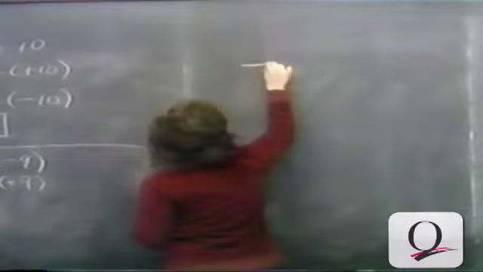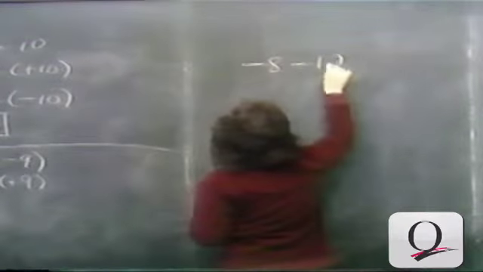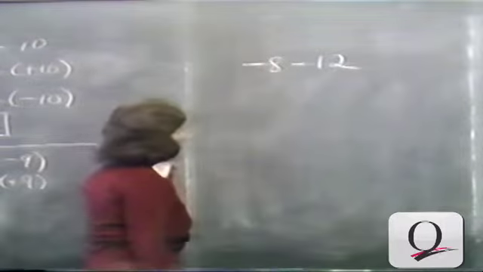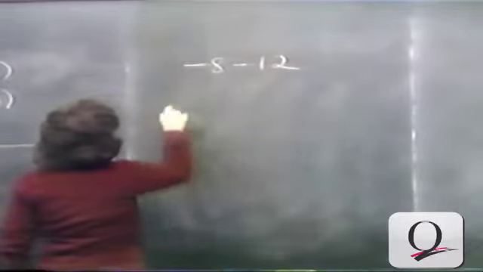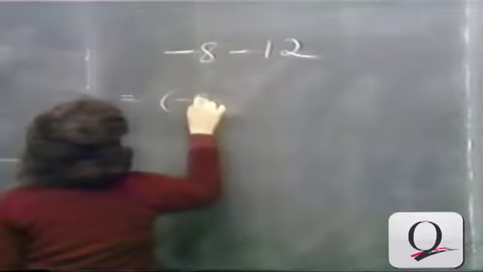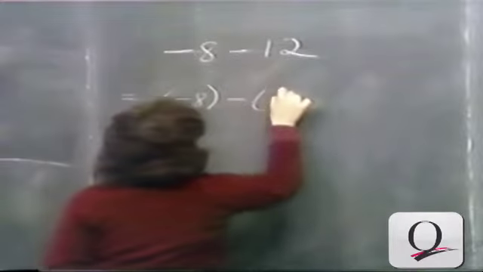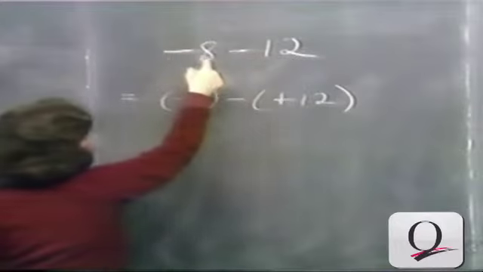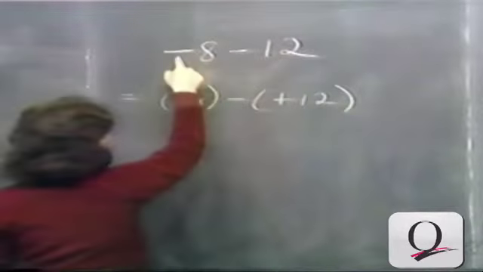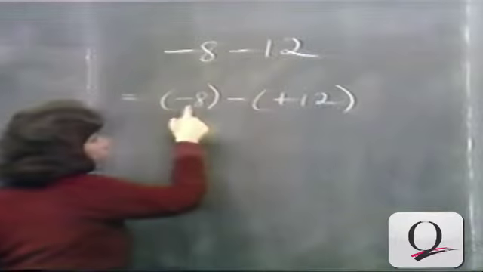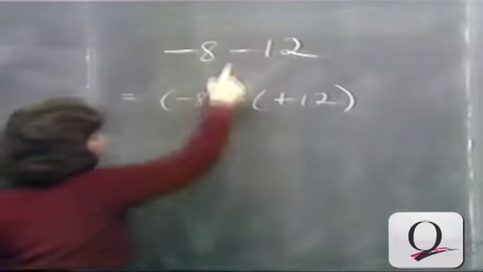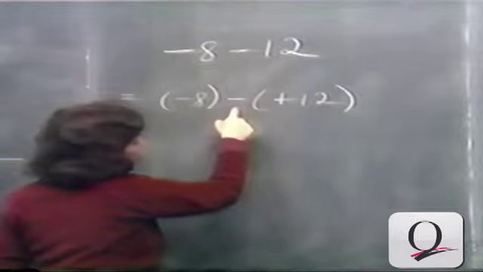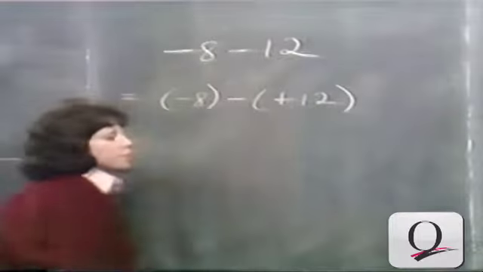Now let's try another problem. Minus 8 minus 12. Okay, now this must mean minus 8 take away a positive 12. This minus sign must be the prefix for the 8. This means the negative number, minus 8. This minus sign must mean subtraction, and the 12 is really a plus 12.